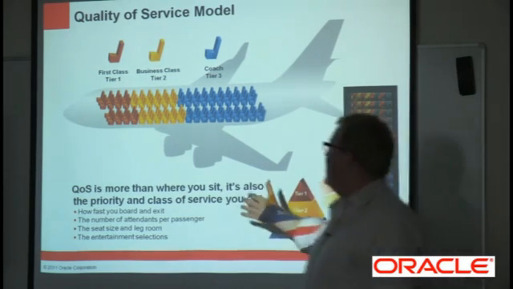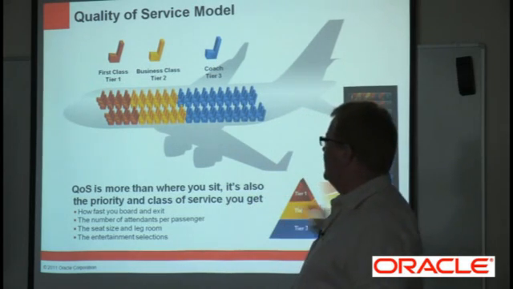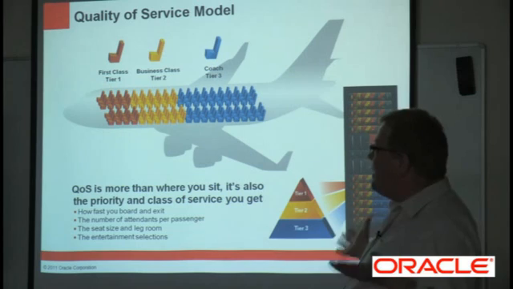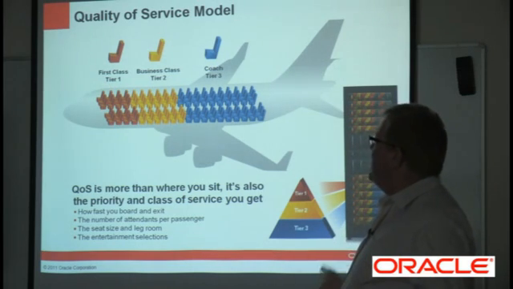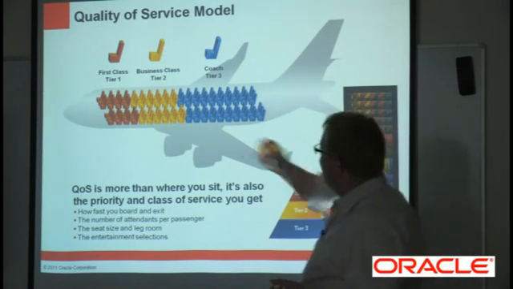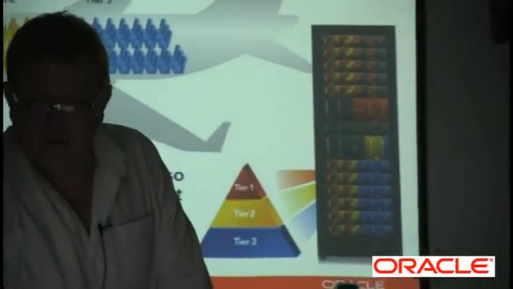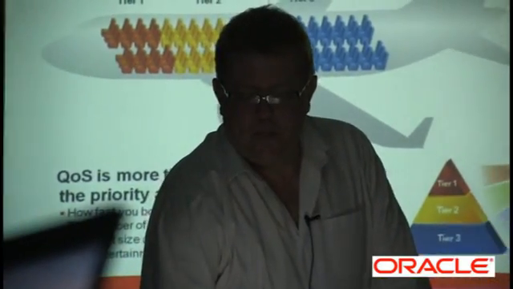It's more than where you sit. It's also the priority of class and service you get: how fast you board and exit, number of attendants per passenger, seat size and legroom, the entertainment selections. So you're looking at first class, business class, and the coach. So how does this work? All three tiers come in one storage system itself.